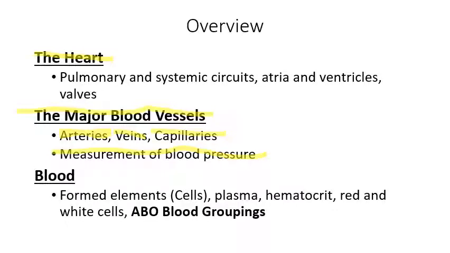And then at the end of this lecture, we'll talk about the blood itself, because the blood is considered to be part of the circulatory system. And the blood is composed of what are called formed elements, the cells. And we have 2 types of cells. We have red blood cells and white blood cells. The red blood cells are called erythrocytes. The word erythro is a Greek word meaning red. And the white blood cells are technically called leukocytes. The word leuko is an ancient Greek word meaning white.